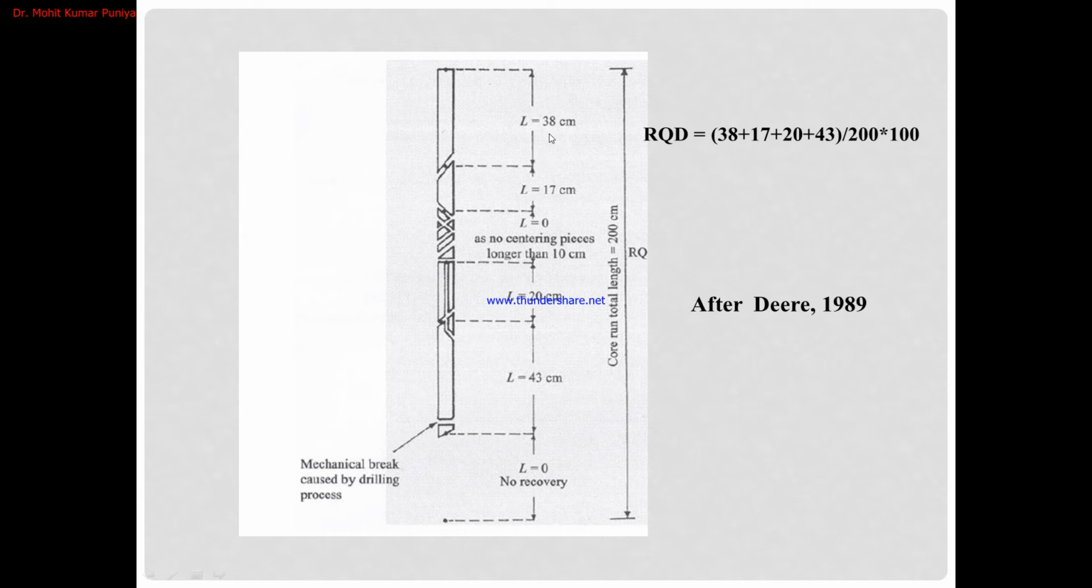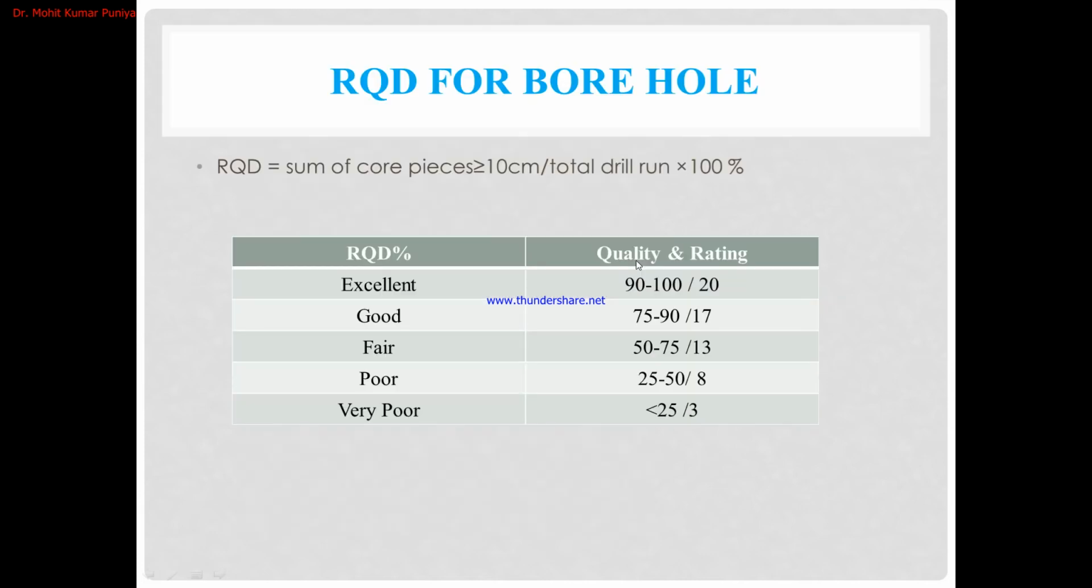So here we have to add the core pieces that have length more than 10 centimeter. Let's take an example. This is RQD, and we add the core piece lengths more than 10 centimeter, that is 38, 17, 20, 43, and divide by total run. Here the total run is 2 meter, and we convert 2 meter into centimeter, that is 200, then multiply by 100. If we calculate the RQD here, it will come to 59%. Based on the classification, we can put 59% into the fair rock class.